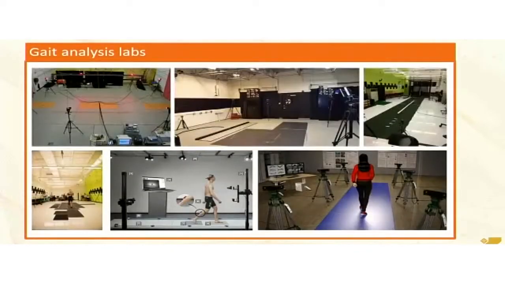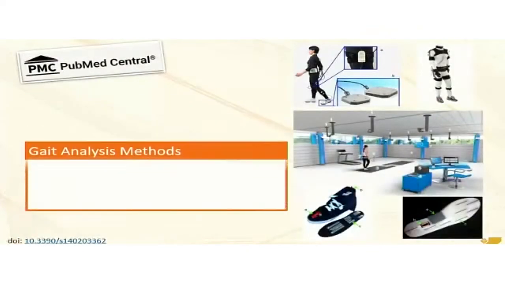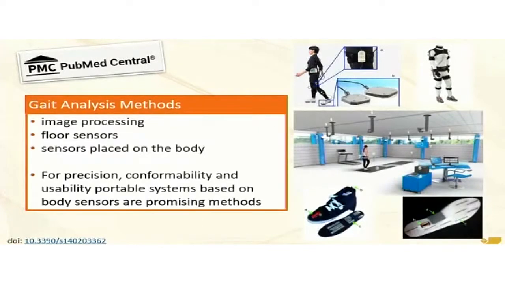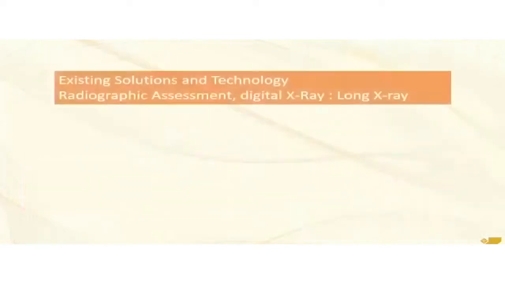So gait analysis labs are many. So many have come up in the world with very costly, very complex, and very sophisticated gadgets where gait analysis is going on. Now what I'm going to talk about is a very simple tool where it can be done. This is a publication which says that there are so many methods, but basically the body sensors method is better than all other methods.